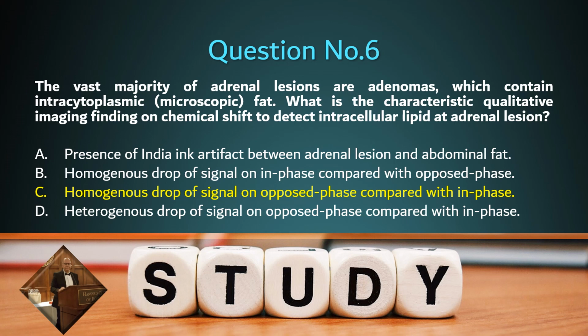So the answer of this question is: the characteristic qualitative imaging finding on chemical shift to detect intracellular lipid in an adrenal lesion is homogeneous drop of signal on opposed phase compared with in phase imaging.